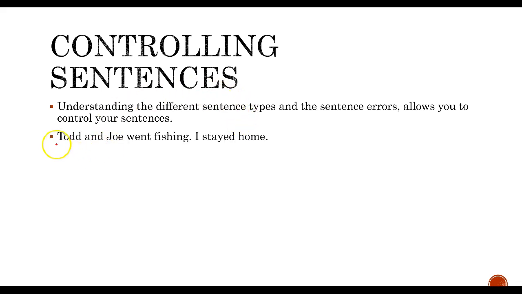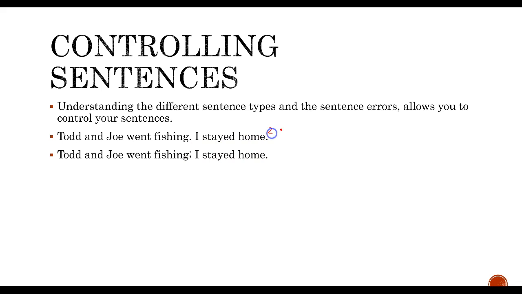So let's take a look at one example of some clauses in some different ways. Todd and Joe went fishing, period. I stayed home. So here we have two simple sentences. Todd and Joe went fishing, period, I stayed home, period. That's one way we could connect this. We could also say, Todd and Joe went fishing, semicolon, I stayed home, right?